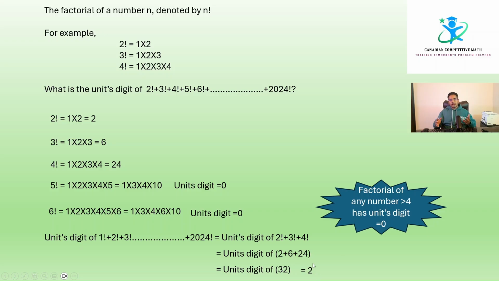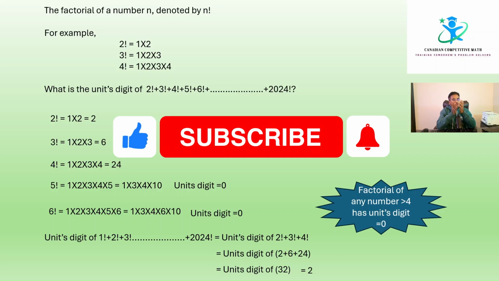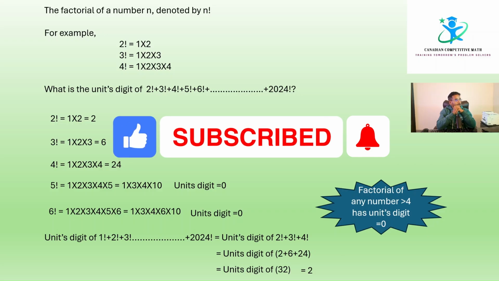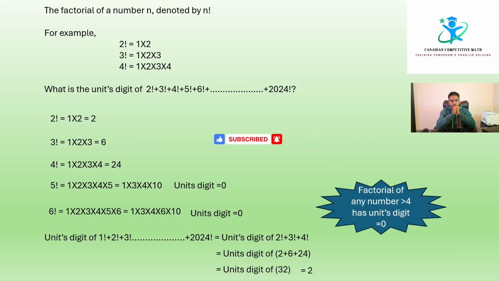As you can see, this looks very daunting to start with, but if you understand the pattern of multiplication involved, we can clearly see that any factorial of 5 or greater has units digit 0. So the result is only impacted by the units digit of 2 factorial plus 3 factorial plus 4 factorial.